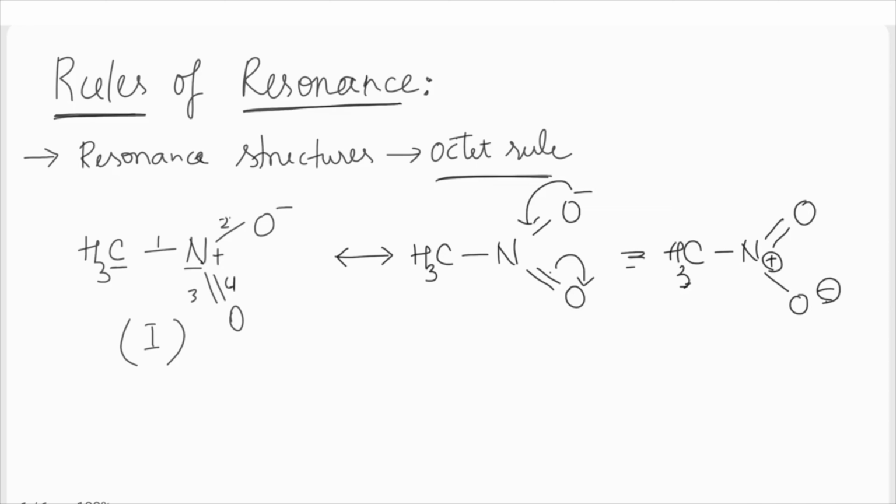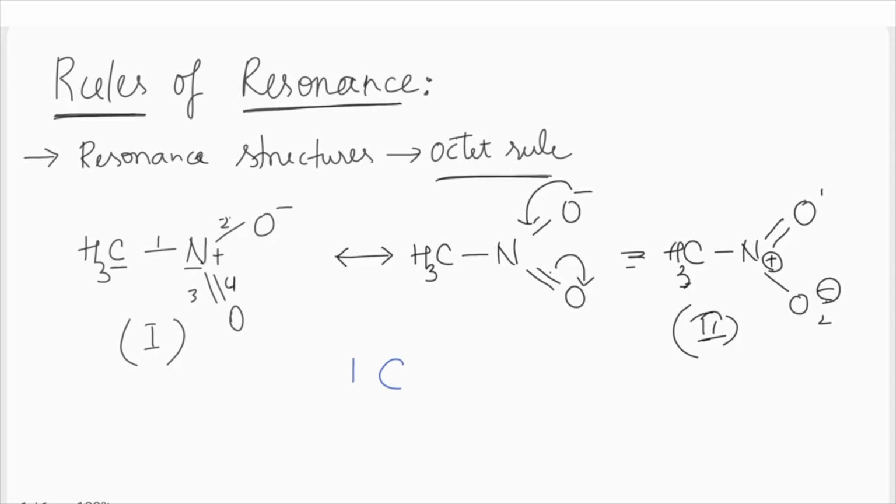So we are observing only the shift of pi electrons and the shift of negative and positive charges. The positive charge is all the time on nitrogen, and the negative charge is shifted between the first and second oxygens only. So these two are the valid canonical forms for methyl nitrate.